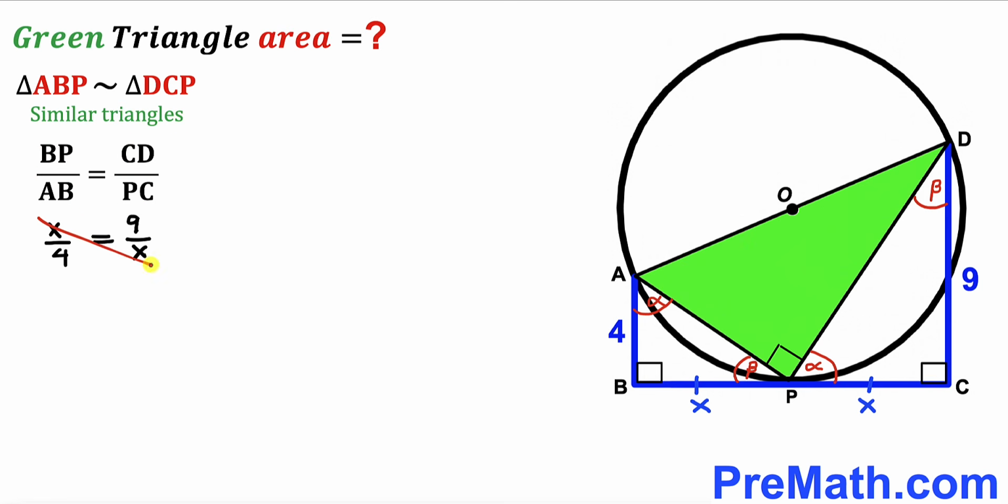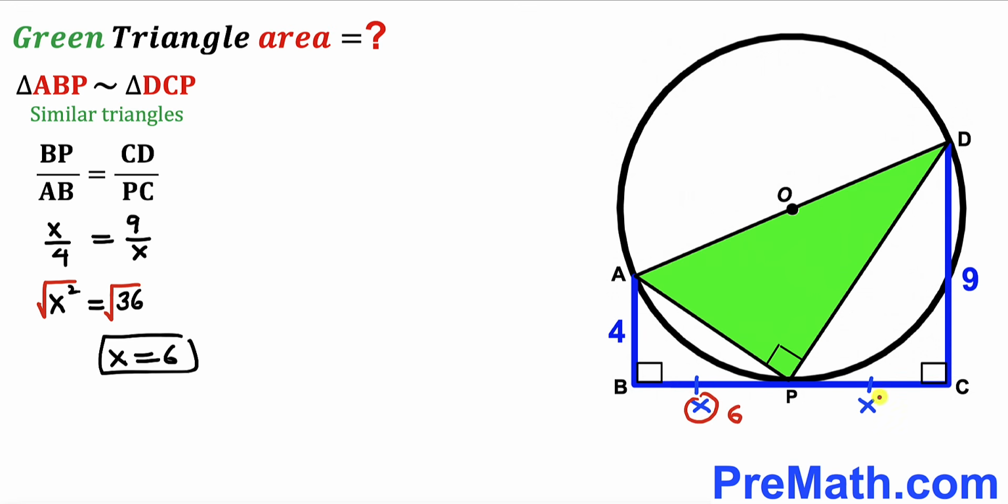And now we are going to cross multiply. So x squared turns out to be equal to 4 times 9, which is 36. And now I'm going to undo this square by taking the square root on both sides. So our x value simply turns out to be 6 units. Thus this x value turns out to be 6, and likewise this x value is 6 as well.